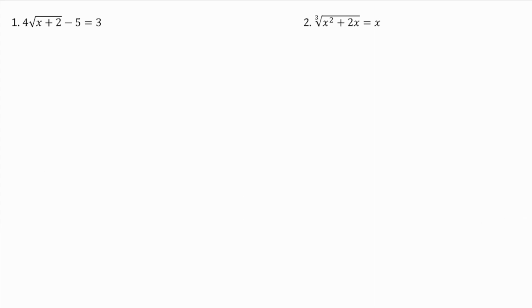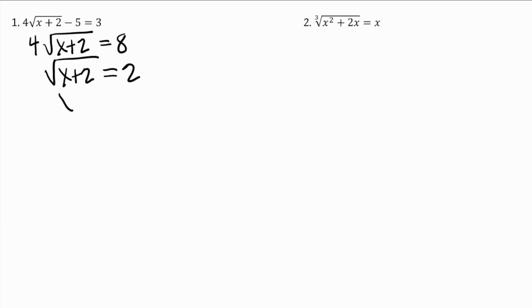So first, I'm going to work to isolate this radical. So I'm going to say 4 square root of x plus 2 is going to be equal to 8 after I add 5 to both sides of that first equation. Then I'm going to divide both sides of the second equation by 4. And then I'm going to square both sides. So that means I'll need to check my answer, and I'll subtract 2, and I'll get x equals 2.